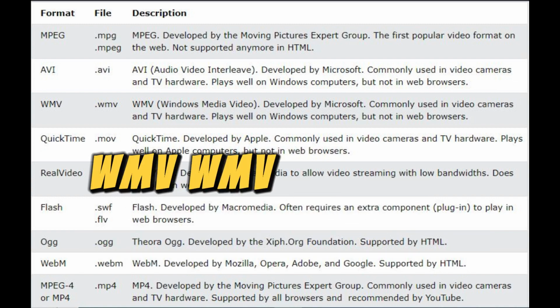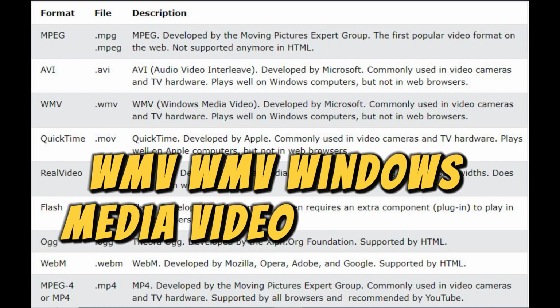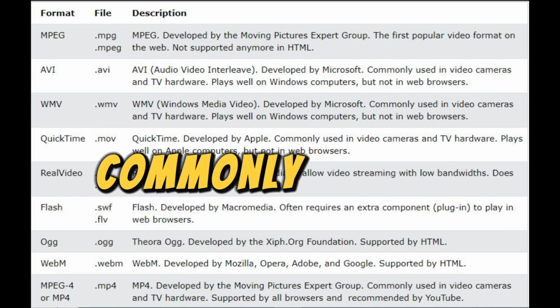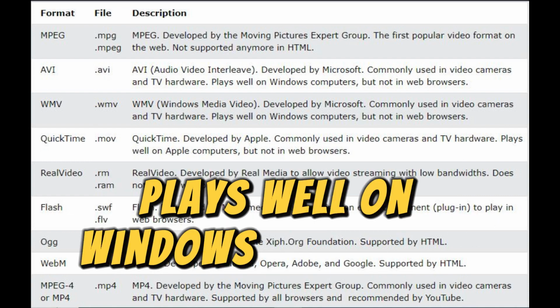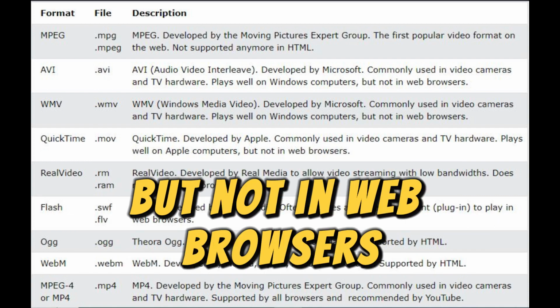WMV. WMV, Windows Media Video. Developed by Microsoft. Commonly used in video cameras and TV hardware. Plays well on Windows computers, but not in web browsers.